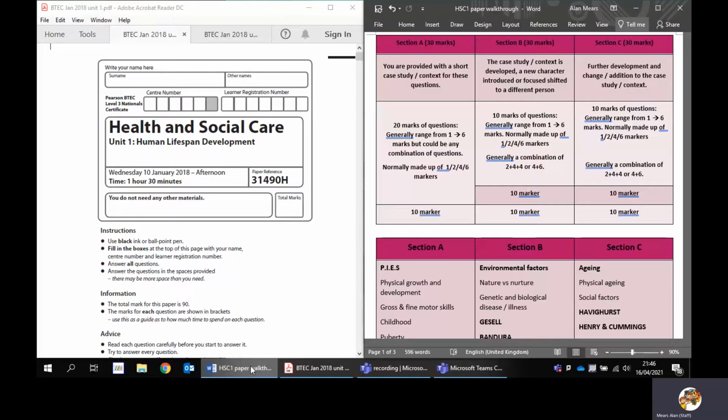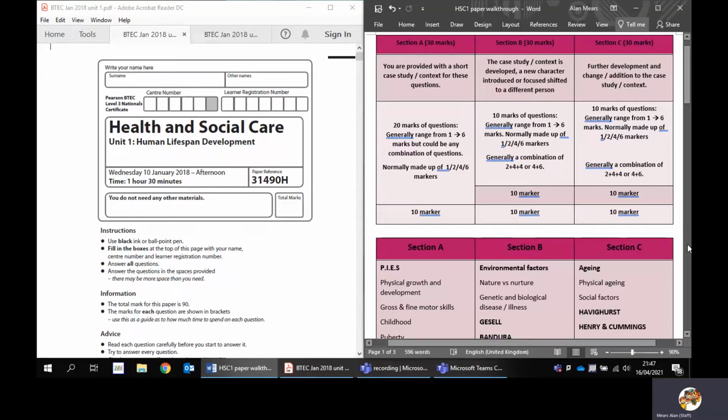So what I want to talk about initially is a little bit about the structure of this paper. You can see here on the right hand side, this exam paper is broken into 3 sections: section A, or question 1, section B, or question 2, and section C, or question 3. Each of them are worth 30 marks, and they have a very similar structure. There's always a short context, a case study, a character, or a situation presented to you in this exam paper. Throughout each stage of the questioning, the case study is developed, or new characters are introduced, or the focus is shifted from one member of the family to another.